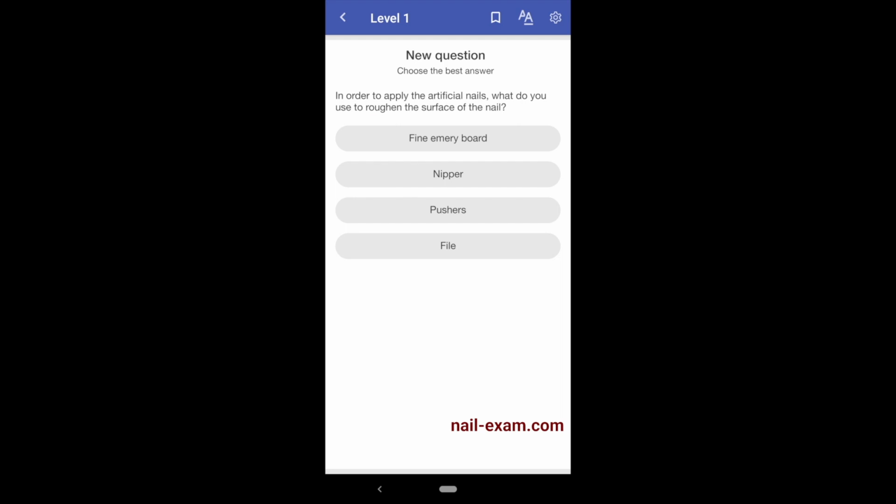In order to apply the artificial nails, what do you use to roughen the surface of the nail? Answers: A. Fine emery board. B. Nipper. C. Pushers. D. File. The answer is A.